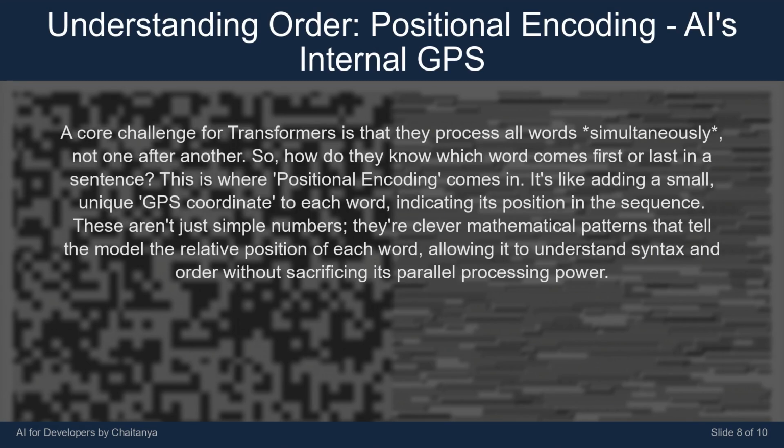A core challenge for transformers is that they process all words simultaneously, not one after another. So, how do they know which word comes first or last in a sentence? This is where positional encoding comes in. It's like adding a small, unique GPS coordinate to each word, indicating its position in the sequence. These aren't just simple numbers. They're clever mathematical patterns that tell the model the relative position of each word, allowing it to understand syntax and order without sacrificing its parallel processing power.